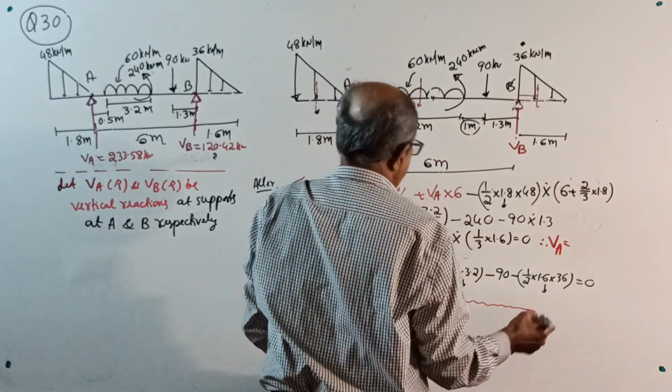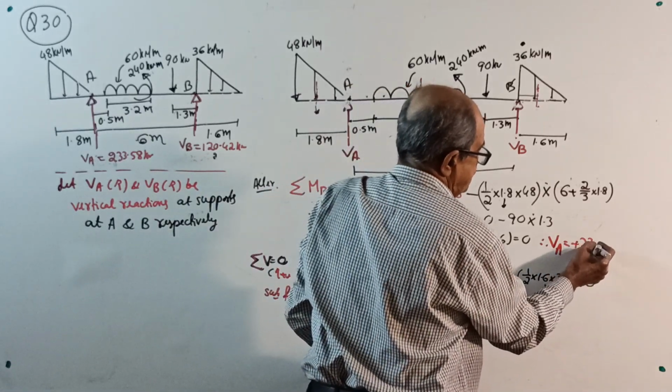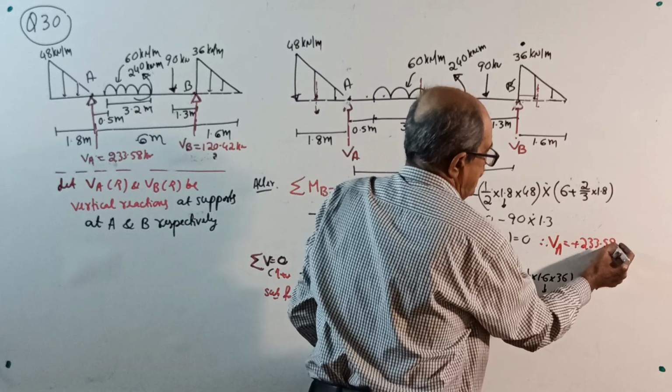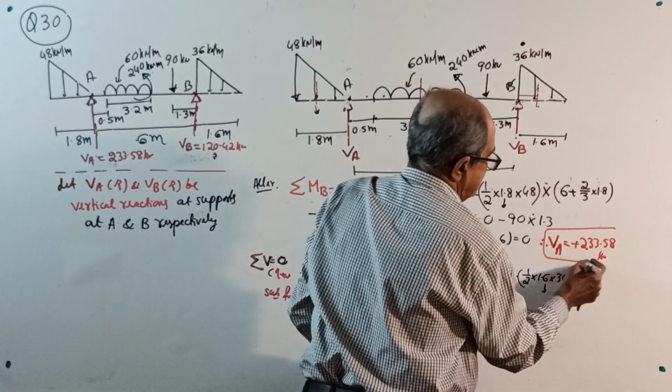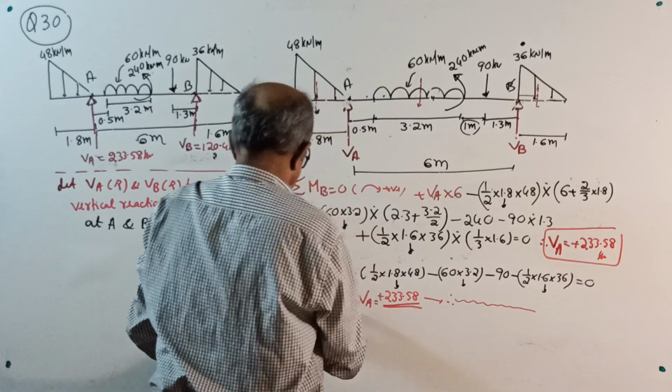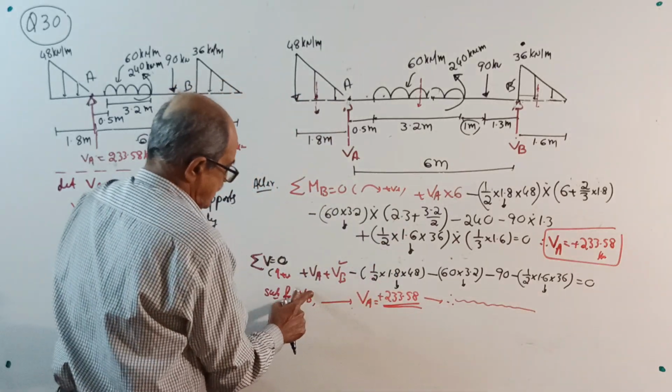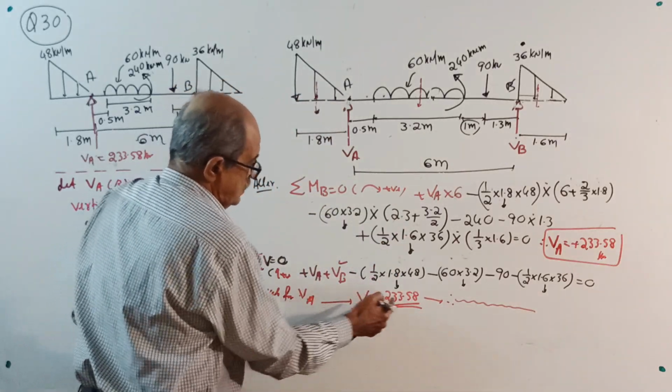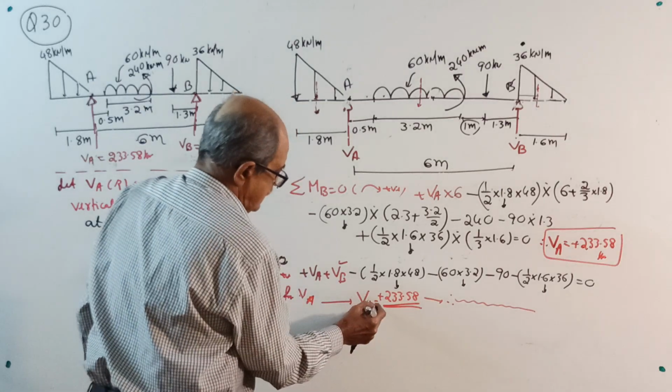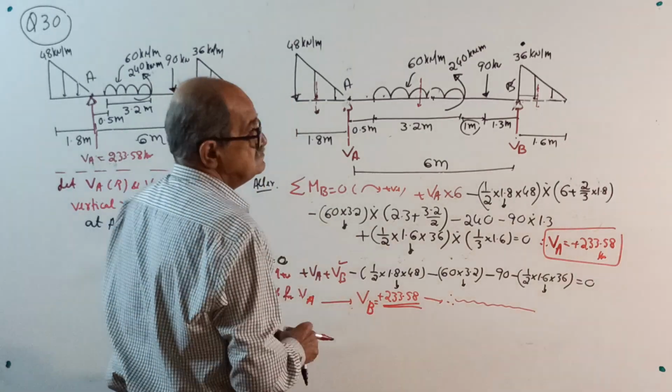You will get 233.58 kilonewton. Sigma V equals 0, same thing, same as last time. Substitute for VA, you get the value of VB and enter the reaction.